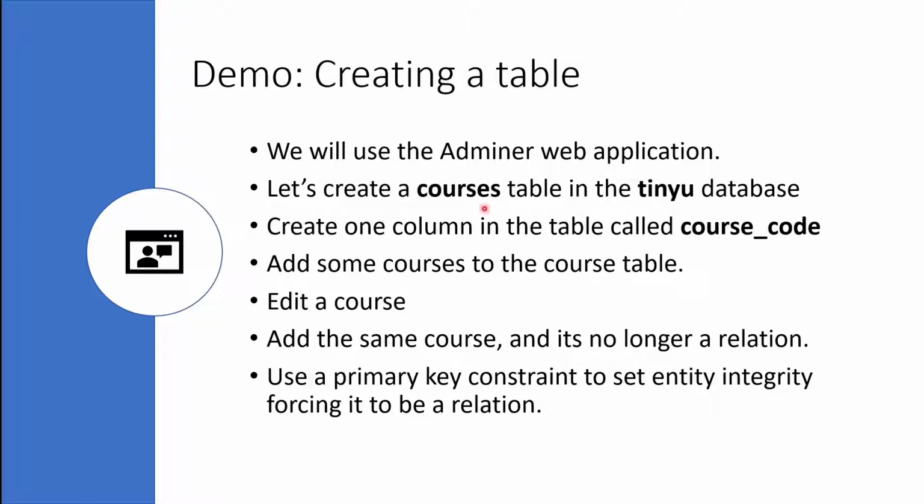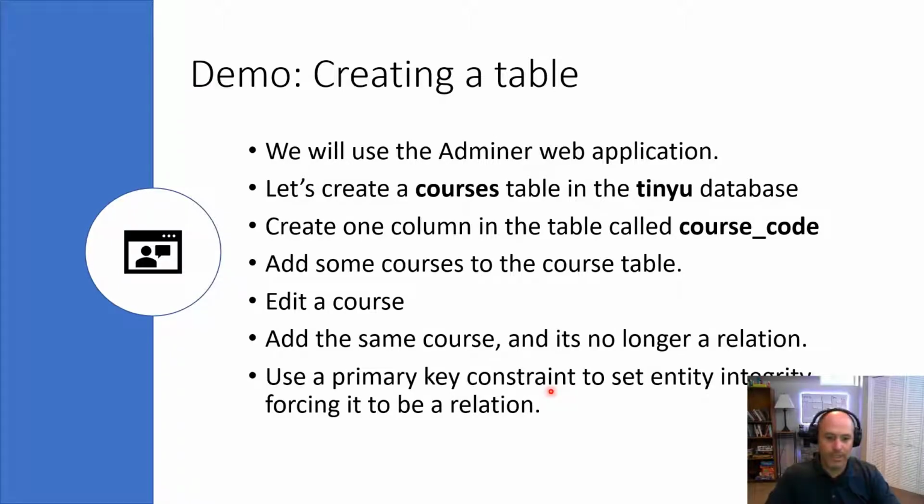And what we'll do is we'll make a courses table in the TinyU database, and then we'll make a column called course code, and we'll add some courses and then edit a course just to show you how Adminer works. And then we'll demonstrate how the table is not a relation, and then we'll try to enforce a primary key constraint on it and show you what happens when it is a relation. So this will really help solidify and practice table versus relation.